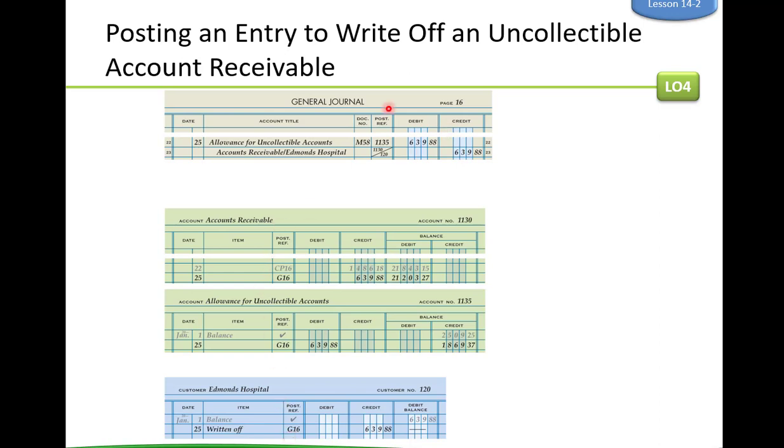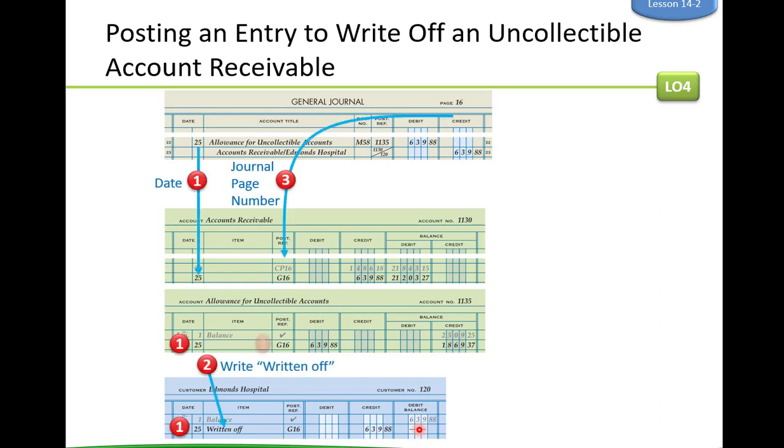And again, the post reference is going back to the general journal, page 16. And we're writing off the full amount of the account. They now have a zero balance because we wrote it off. So up here on the post references, these are the account numbers. We are going to list the green page, the major accounts first, and then on this one we have the subledger of 120. And the date is all going with the 25th.